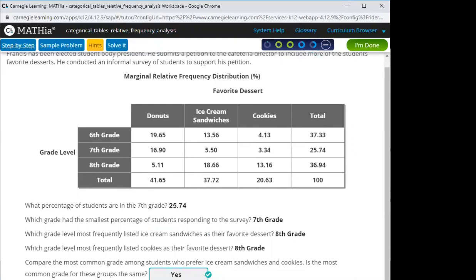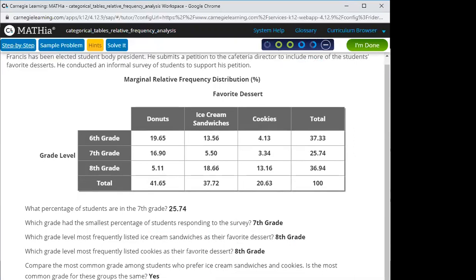All right, so there is a table for you to interpret in your worksheet.